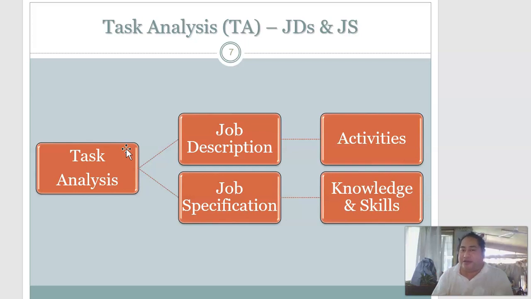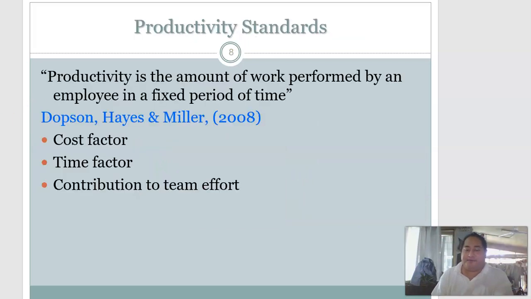Once you've collected all the information, you draw up a job description and a job specification. The job description identifies the activities that are involved in the job, and the specification is the knowledge, skills, and qualifications that are needed for the job. And I just spoke to you about that earlier.